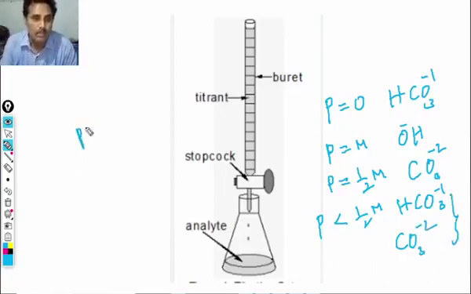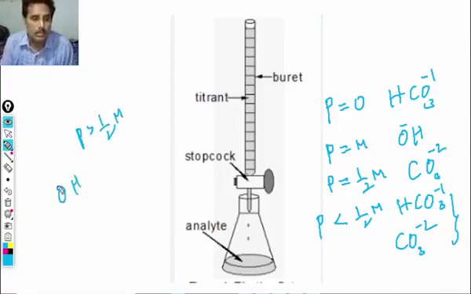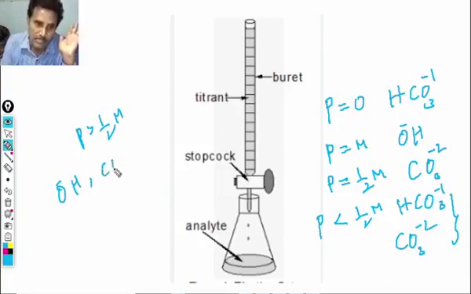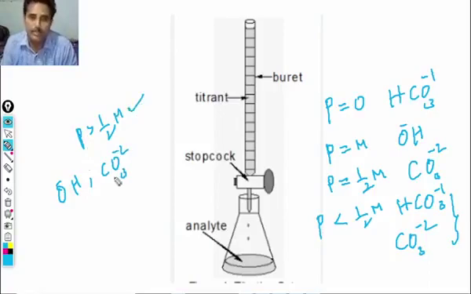If P is greater than half M, it is possible when hydroxyl ions are present: total hydroxyl ions can react with the phenolphthalein indicator, and if carbonates are present, half of the carbonates can react with the phenolphthalein indicator. So whenever hydroxyl and carbonate ions are present, P is greater than half M. This is the relation by which we can estimate.